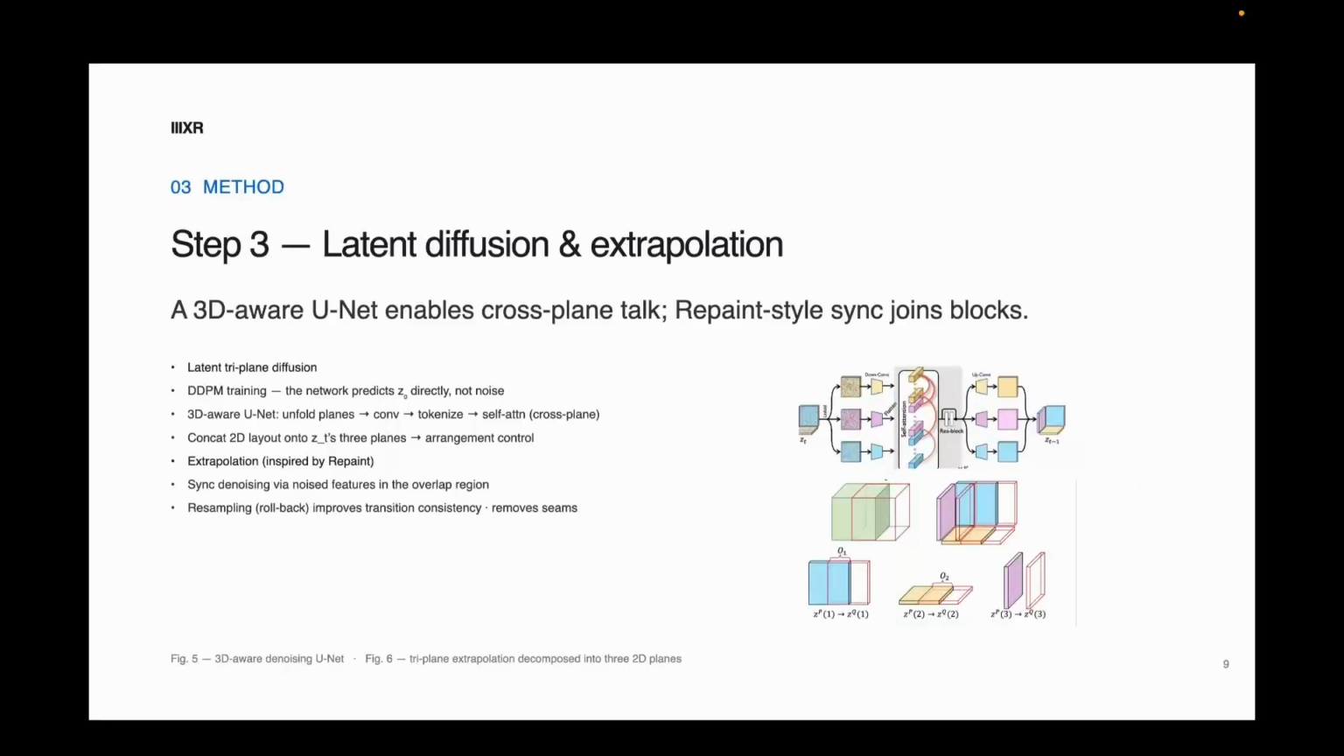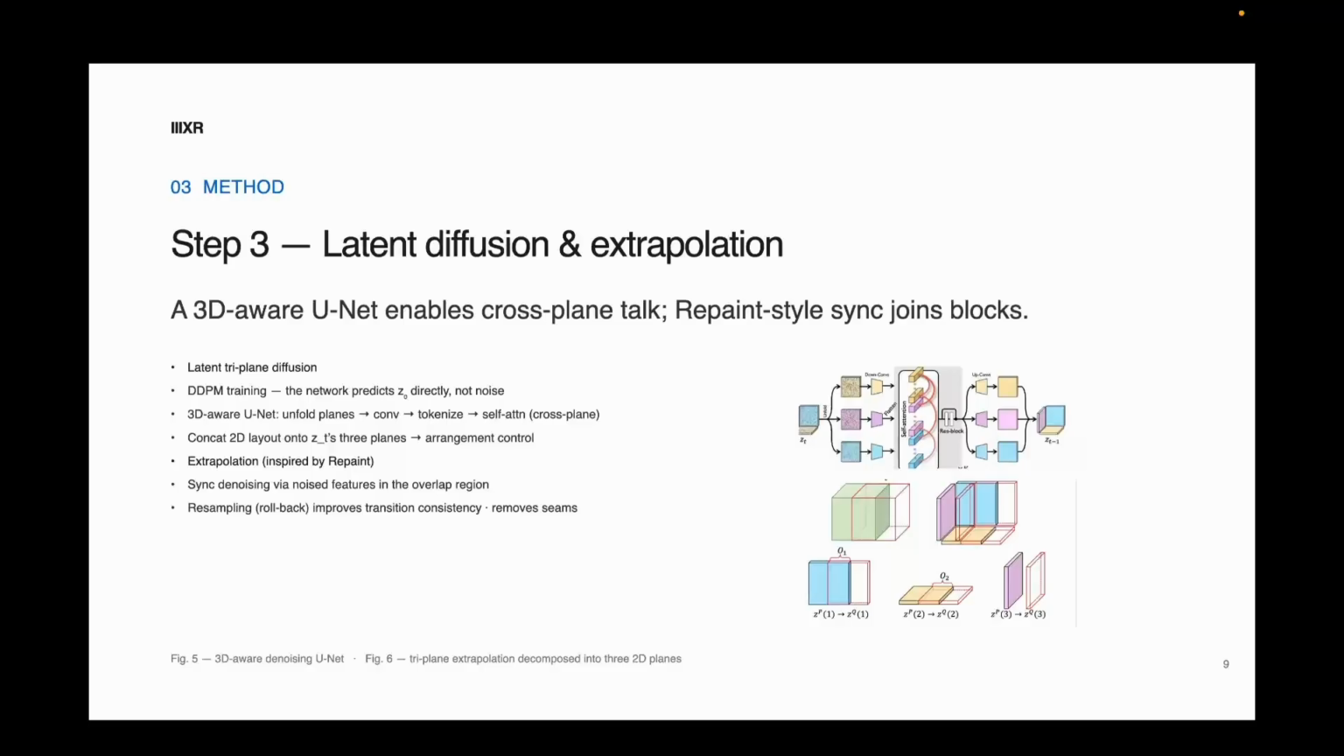Stage 3 is the diffusion and the extrapolation. For diffusion, they train a DDPM that predicts G0 directly rather than the noise, using a 3D-aware U-Net. It unfolds the planes, runs convolutions, tokenizes, and uses self-attention so the 3 planes can communicate. The 2D layout is concatenated onto the planes to control arrangement.